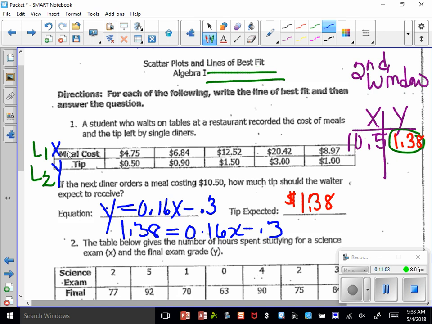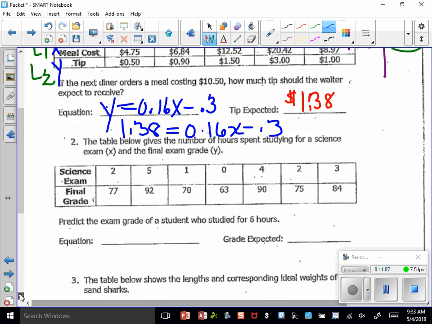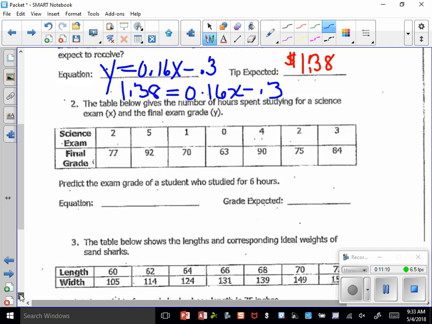You got to see how it's labeled. Okay. Let's go to the next question, please. Okay, we'll do one more of these, and then we're going to do some curve of best fit, because we've done line of best fit before.